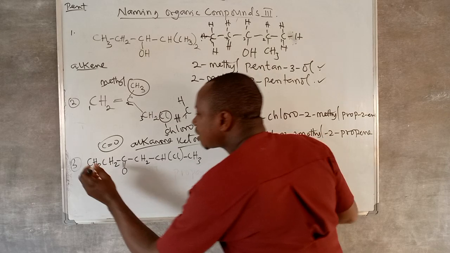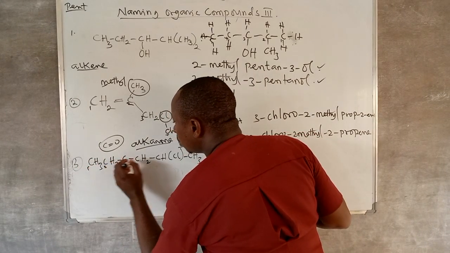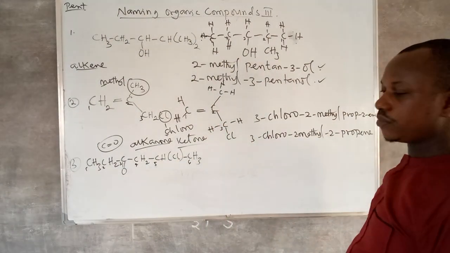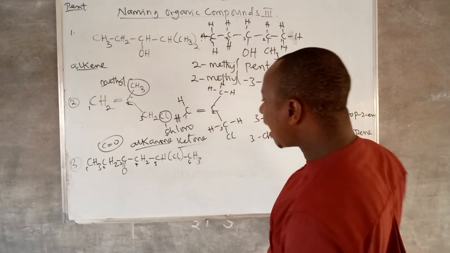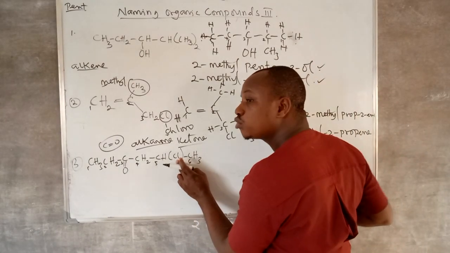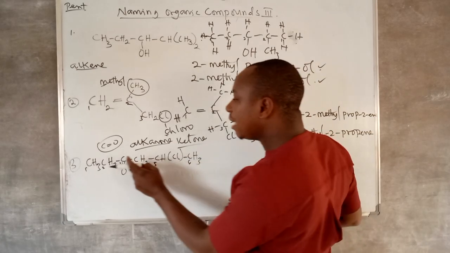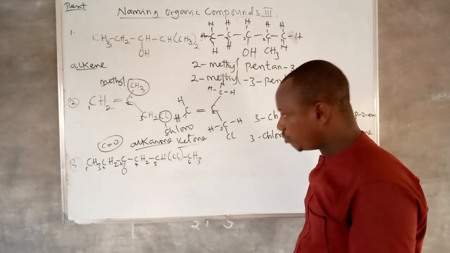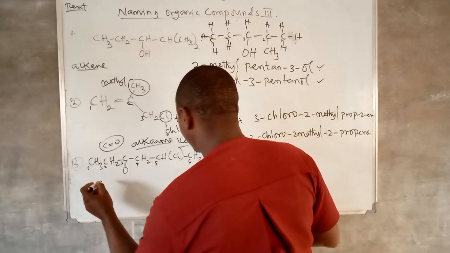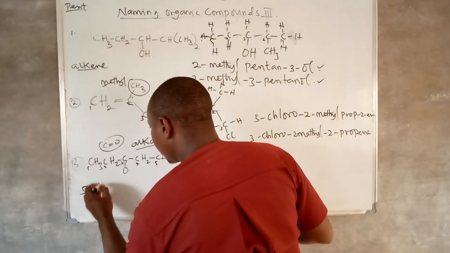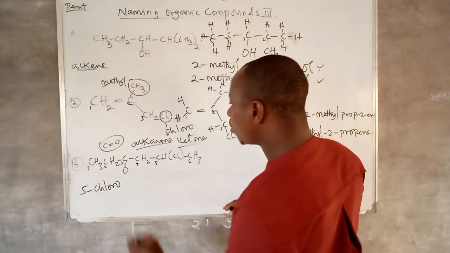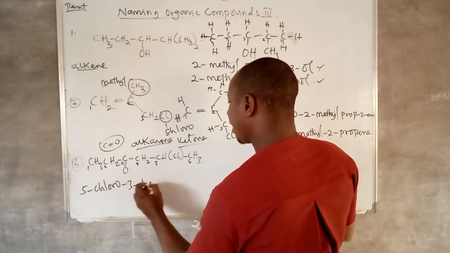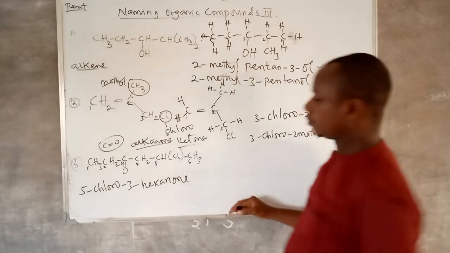If you watch this very well, if you start here to number 1, 2, 3, 4, 5, and 6, our root hydrocarbon is 6 carbon atoms, which is hex. And don't forget that carbon number 5 has a substituent group, which is a chloro group. And the almighty carbon number 3 is the one that has our functional group, the ketone functional group. So the name of this is simply 5-chloro-3-hexanone.